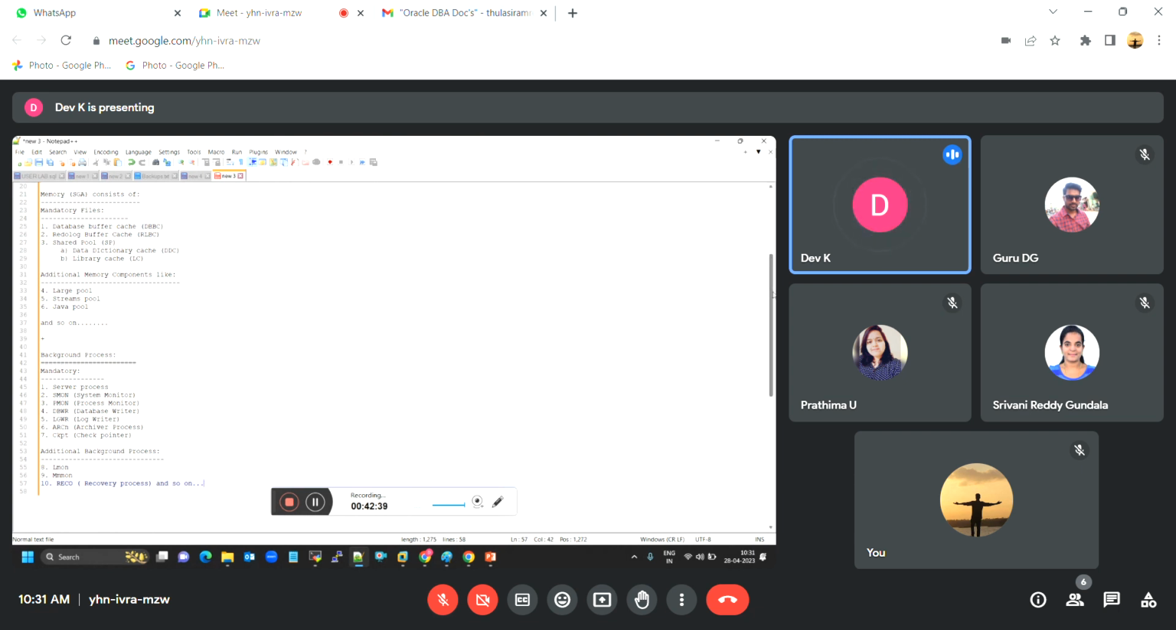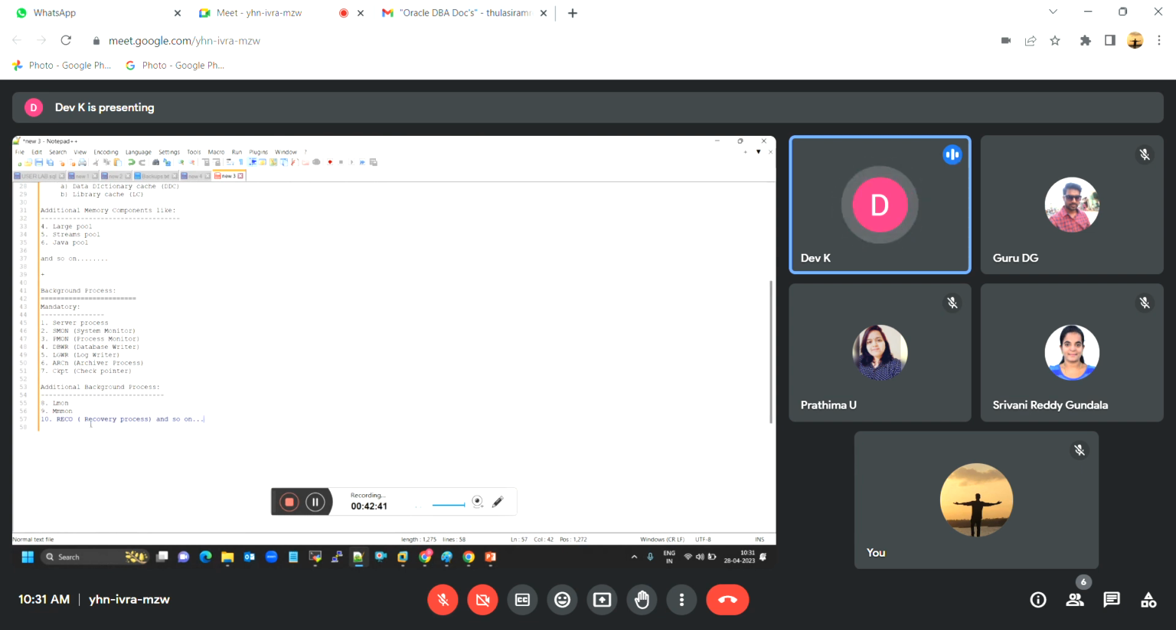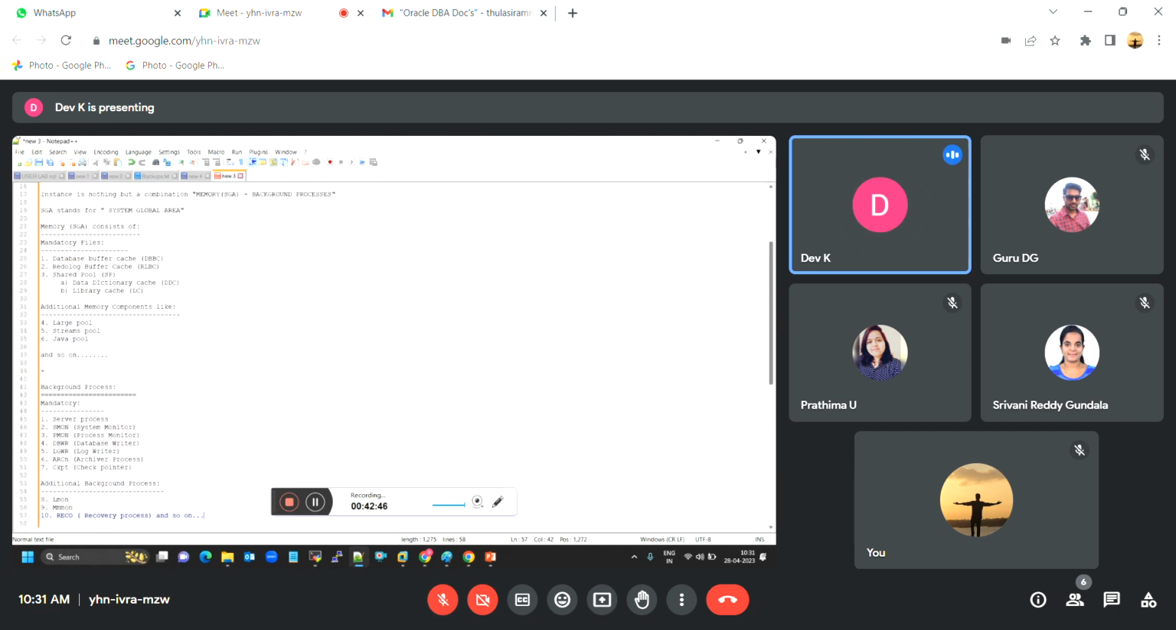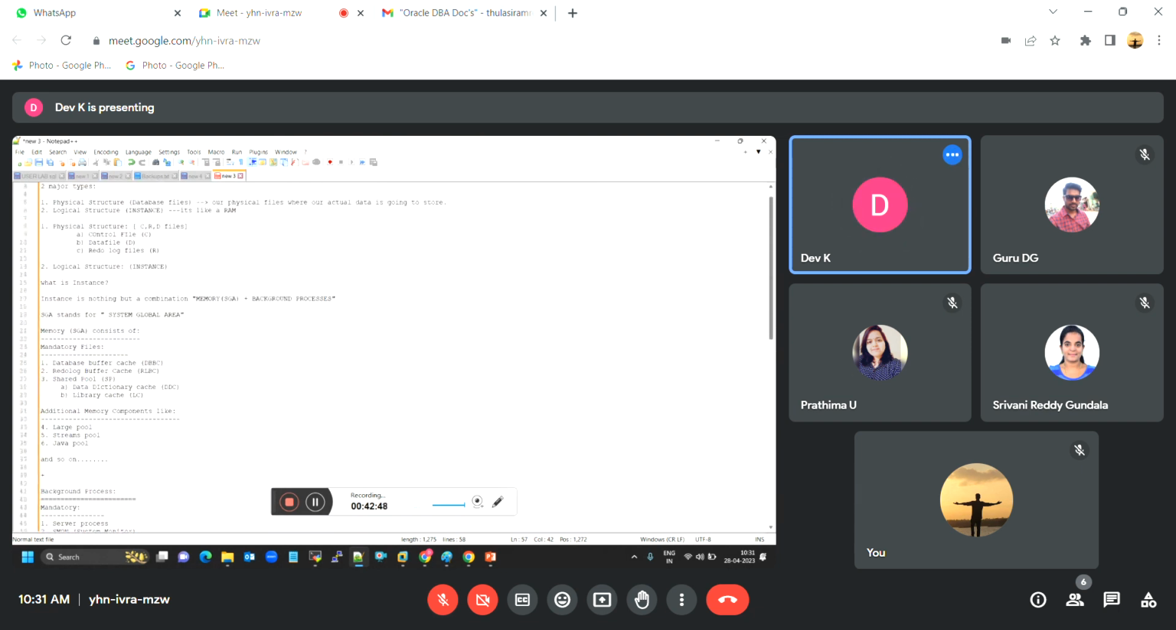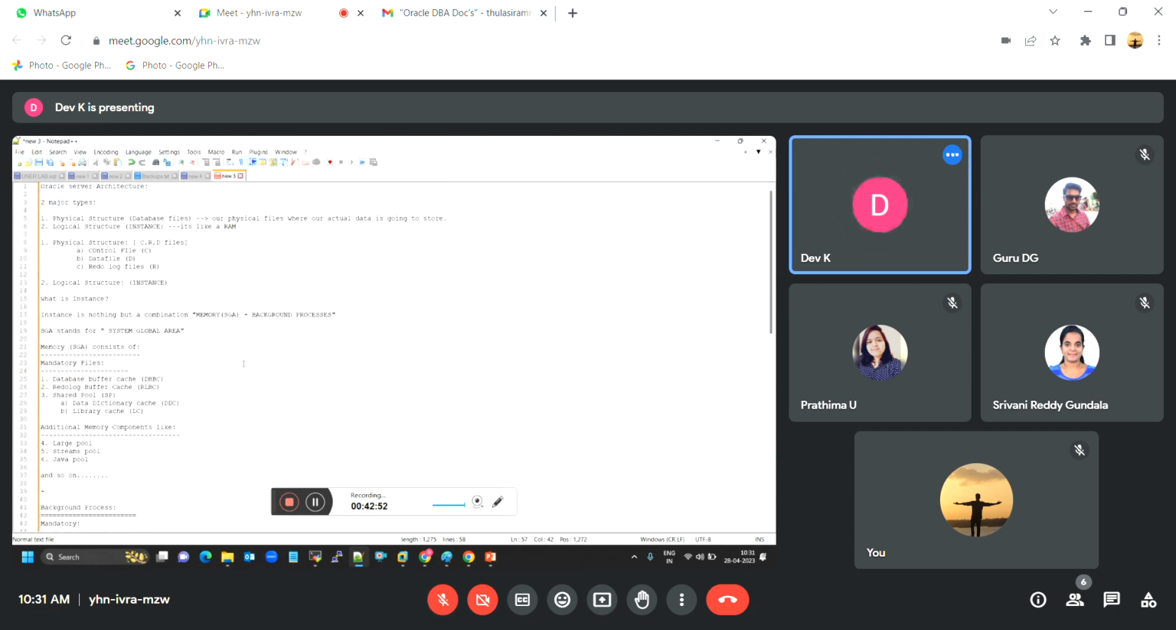L1, M1. So this is the logical structure. So see here, the Oracle architecture consists of two major types, or we can call them components. Two major components.